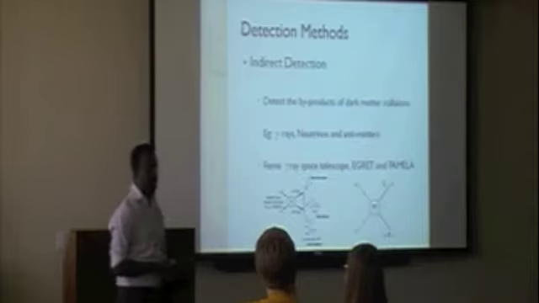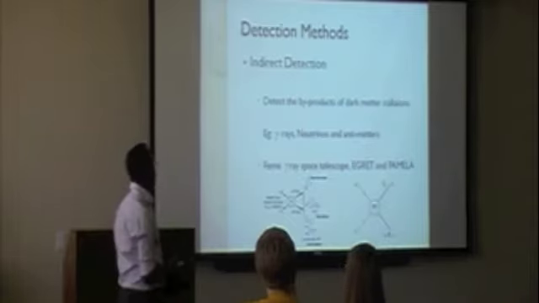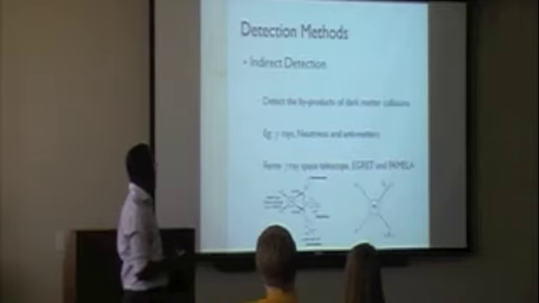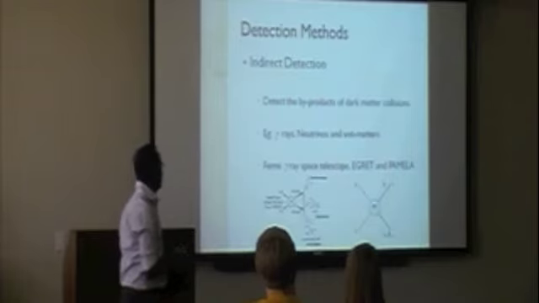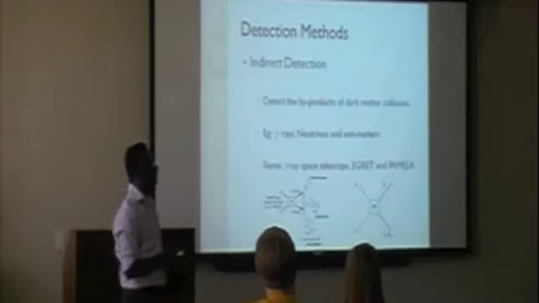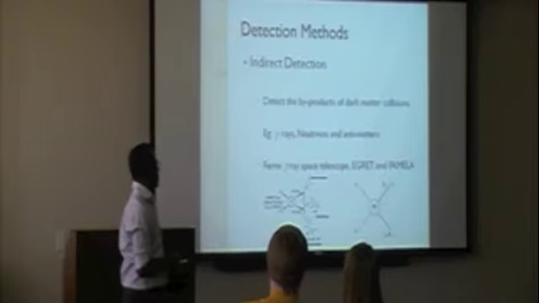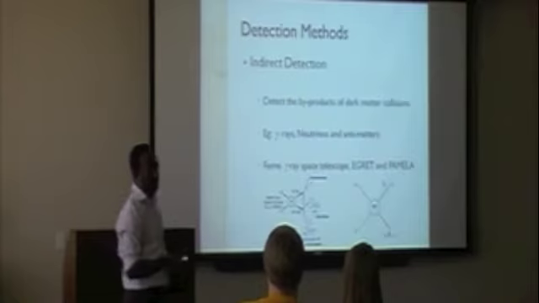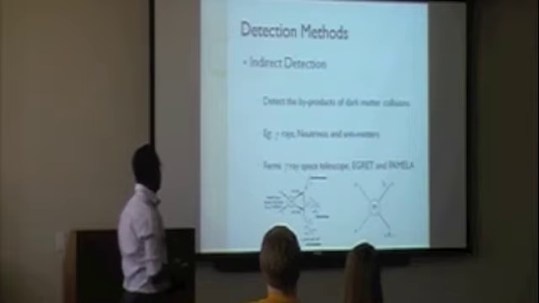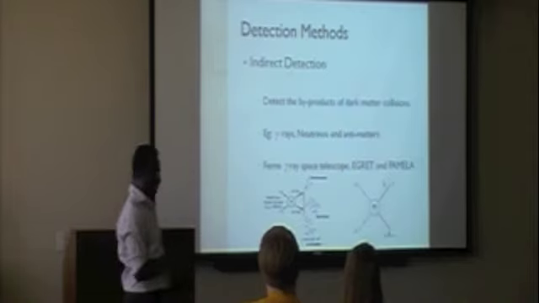The basic idea behind the indirect detection method is that when dark matter particles hit each other, they annihilate, giving off some detectable byproducts. Examples are gamma rays, neutrinos, and antimatter. We detect those byproducts in order to find the dark matter in indirect detection. The Fermi Gamma-ray Space Telescope and others are some example experiments that use indirect detection.